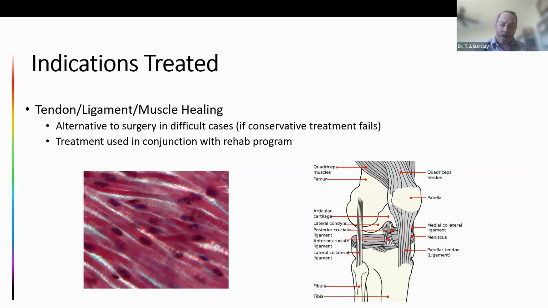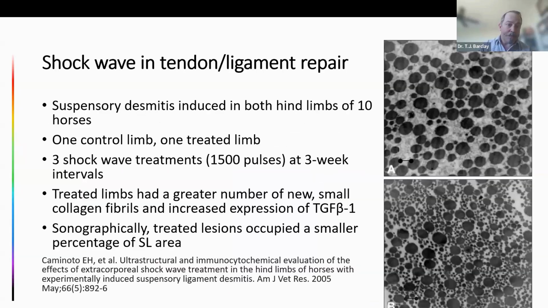And this is really where shockwave therapy gained momentum in the veterinary space about 20 years or a little bit more ago. And this was treating tendon and ligament injuries in horses. And we're going to see one of the original studies that explored that here in a minute. And since then we have expanded that into our small animal patients as well. So this is one of those first equine studies, and this was some work done on an experimental model of suspensory ligament desmitis in horses.